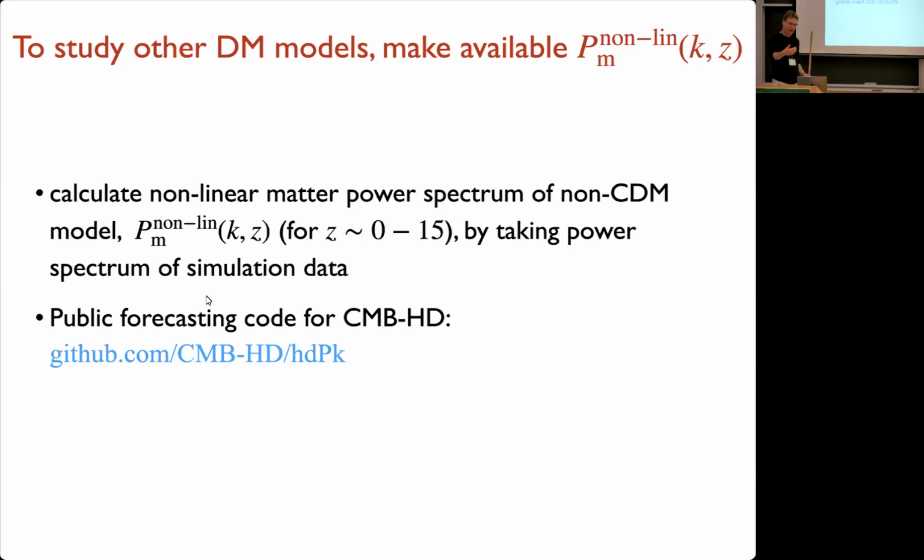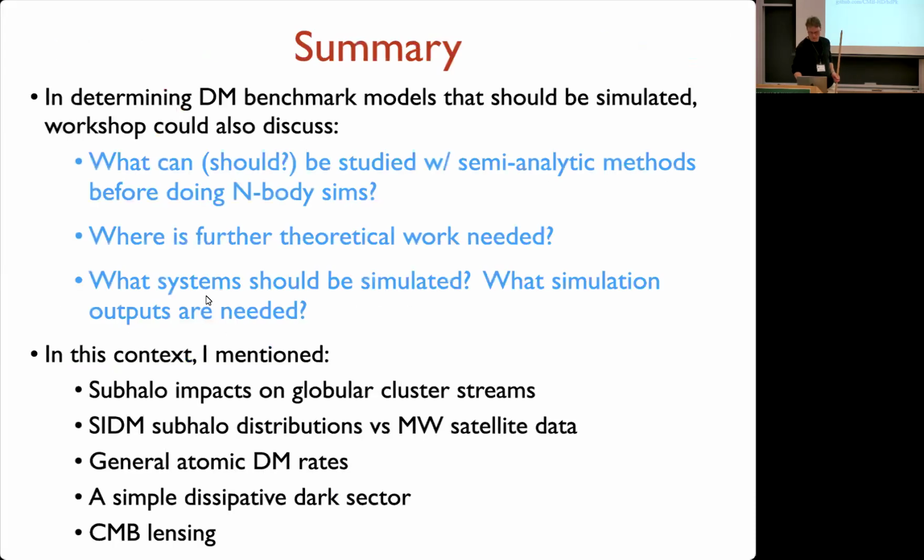And I think that's a useful output, because once you have that, you can apply it to make forecasts for, in this case, CMB-HD. There's a public forecasting code for CMB-HD, which Nalima and Amanda made available at this link here. So that's one example of an output that will be useful to mention, I think, in this white paper that I think we're supposed to write.